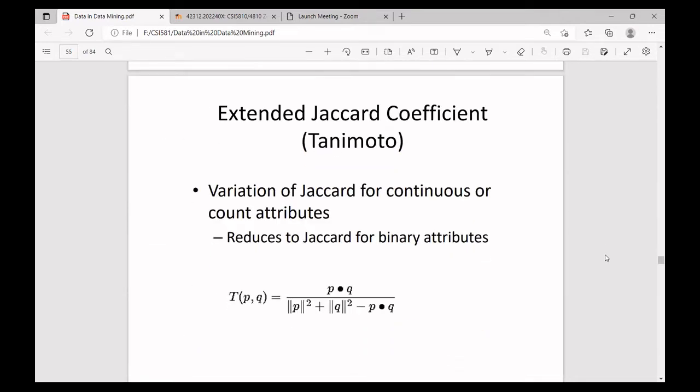There is another coefficient for similarity that is used, which is known as extended Jaccard coefficient, also known as Tanimoto coefficient. And it's slightly different from Jaccard coefficient. Basically, it can be used for continuous or count attributes also. And if you apply it to the binary case, then it is equivalent to Jaccard coefficient.